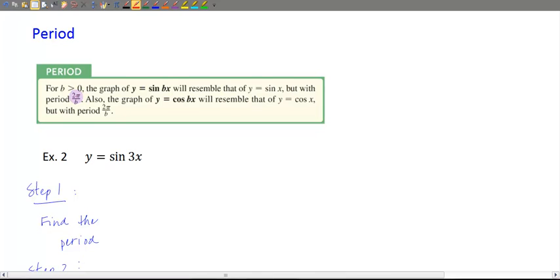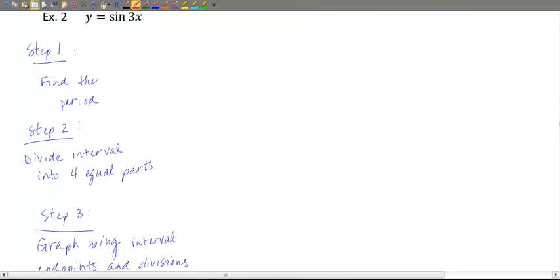So for a normal period, if we just have y is equal to sine x, this would be a 1, wouldn't it? So if we have 2 pi over 1, the period is just 2 pi. That's because I get the period by finding 2 pi over b. And that's consistent with the fact that we know that sine functions all have a period of 2 pi. So let's change that period and see what happens when we graph this one.